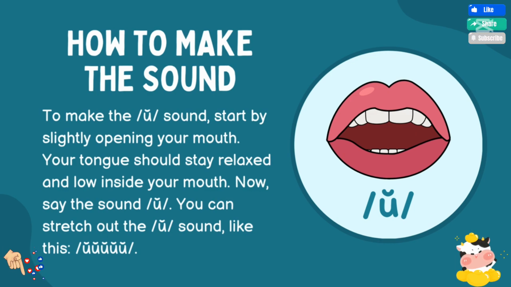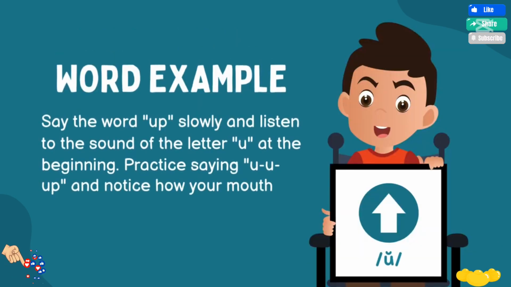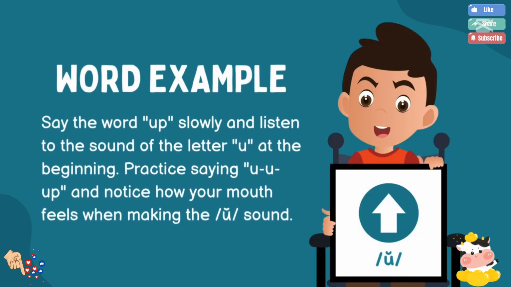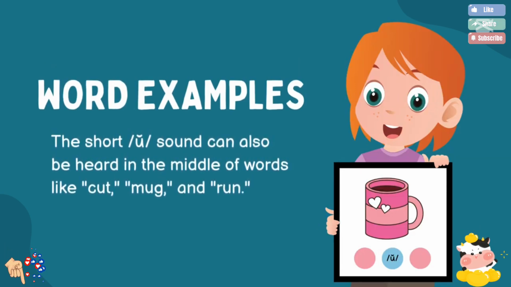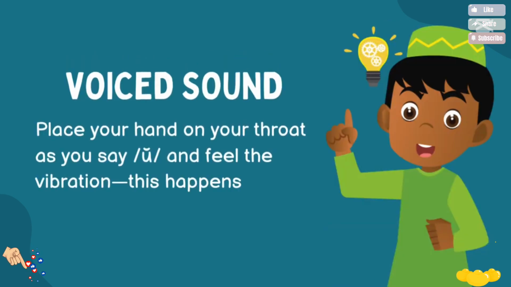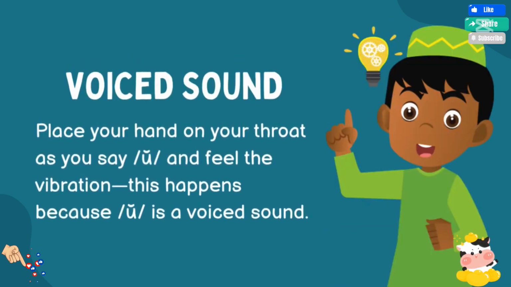Word example. Say the word up slowly and listen to the sound of the letter U at the beginning. Practice saying U, up, and notice how your mouth feels when making the U sound. The short U sound can also be heard in the middle of words like cut, mug, and run. Place your hand on your throat as you say U and feel the vibration. This happens because U is a voice sound.